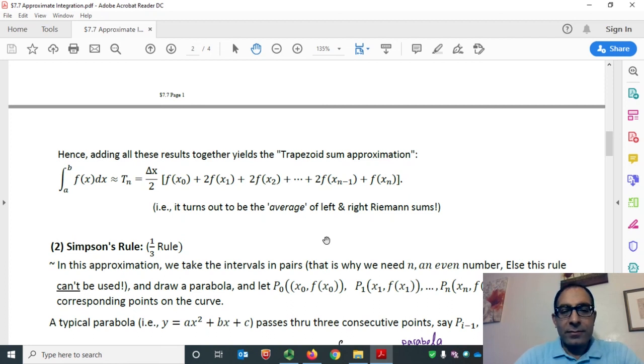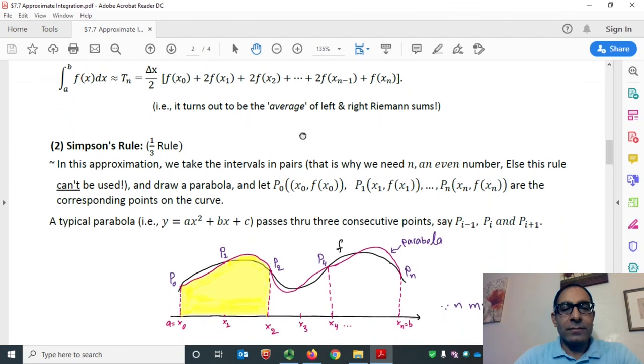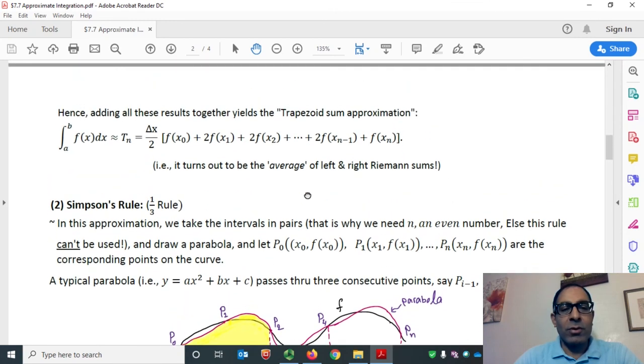Great. Next, let's talk about Simpson's rule. So maybe one more point here in the trapezoid sum rule. There are 2's here. The first term has no 2 and the last term has no 2, but all the remaining terms in the middle have 2 as a coefficient. So keep in mind. Great.